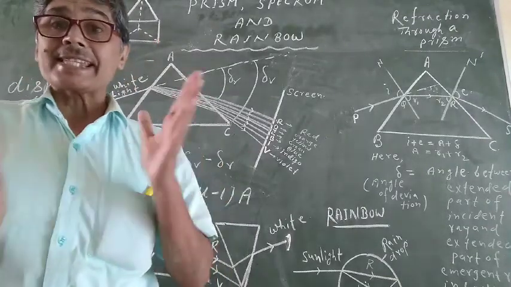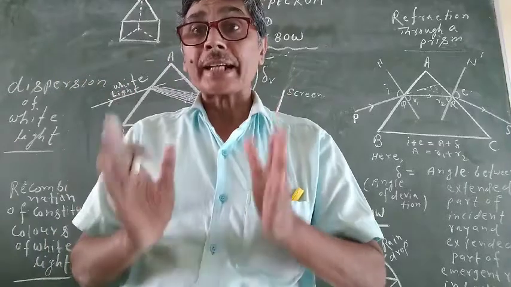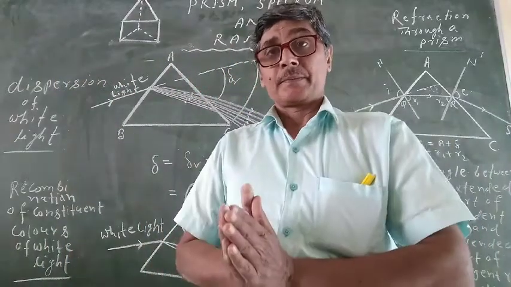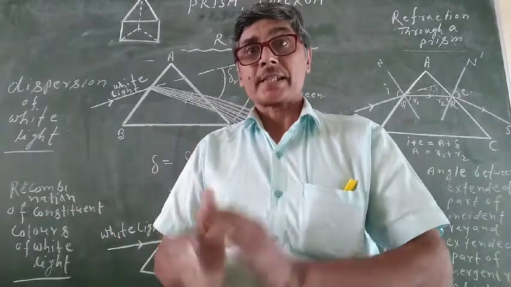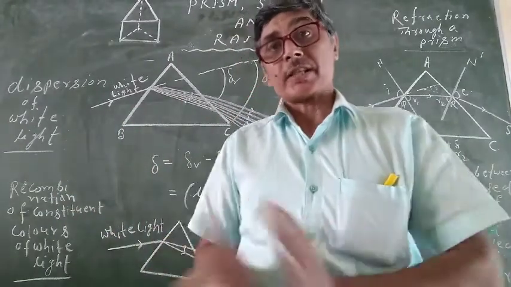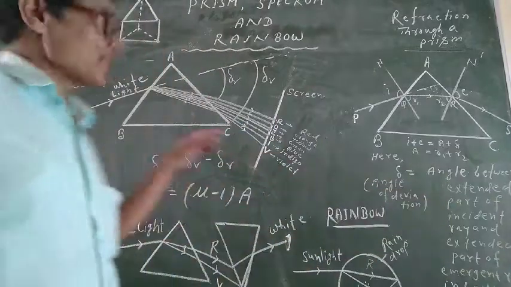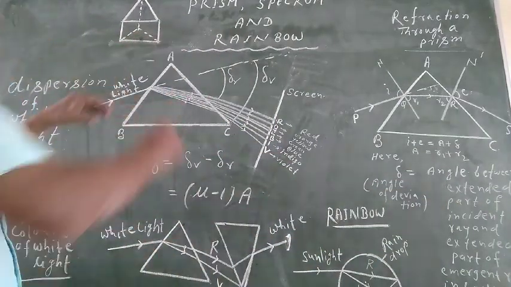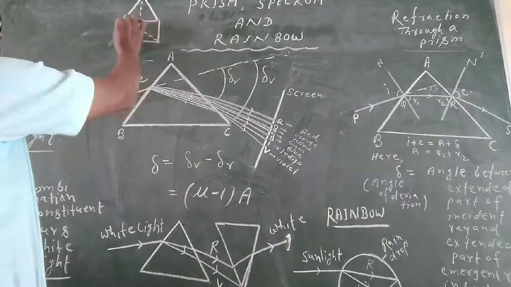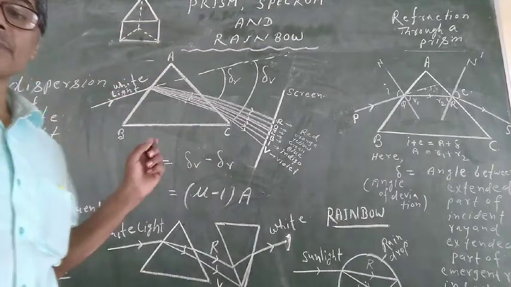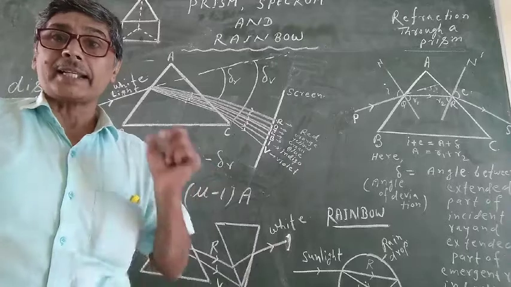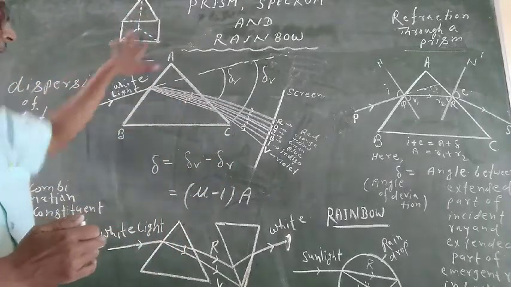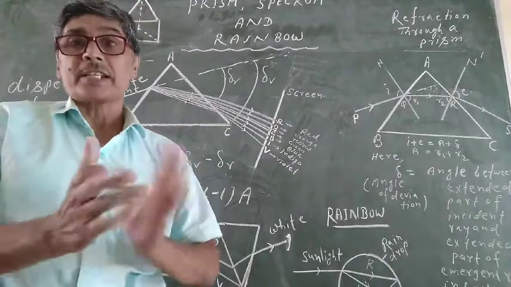A prism is a transparent refracting medium bounded by three rectangular surfaces and two triangular surfaces. So it is a transparent refracting medium bounded by three rectangular surfaces, 1, 2 and 3.